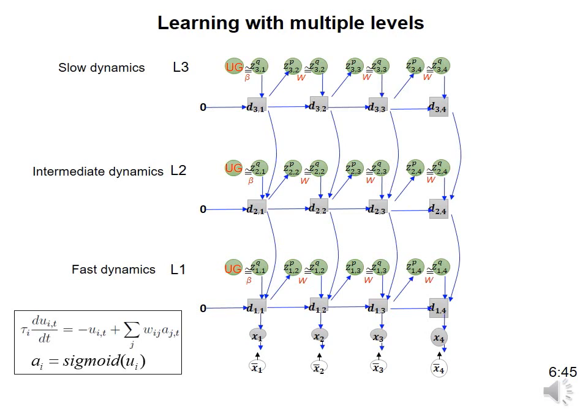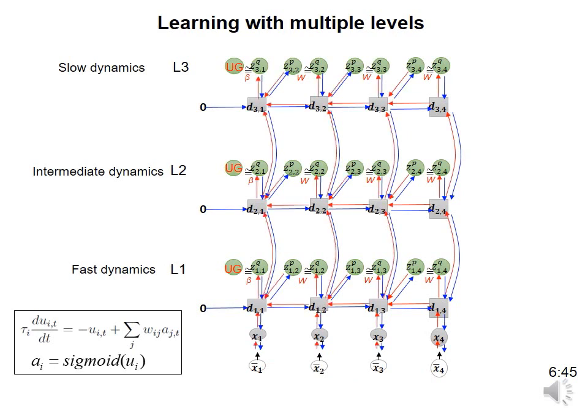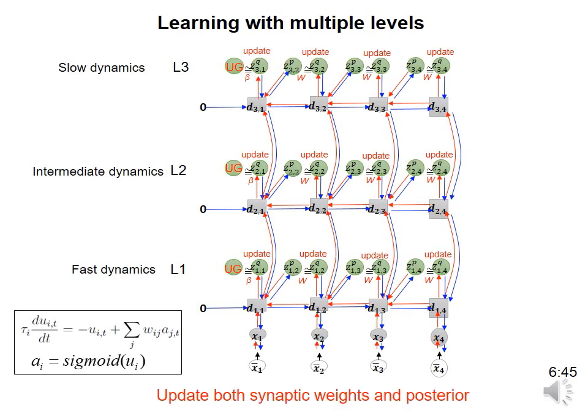Then we have a sensory observation here, and the error propagates bottom-up from the lower level to the higher level, and then propagates backward in time steps, like this. When the error comes to the posterior, the posterior is updated. All posteriors in all layers and all steps are updated. So the learning process updates both the synaptic weights and the posterior for the purpose of maximizing the lower bound. That is the learning process.